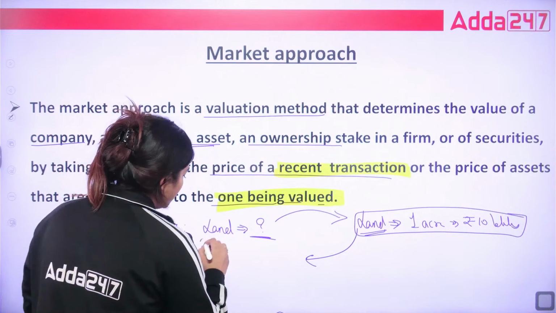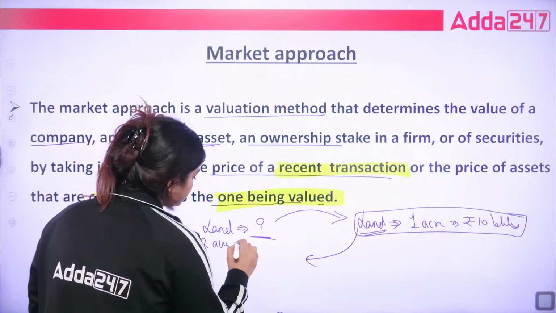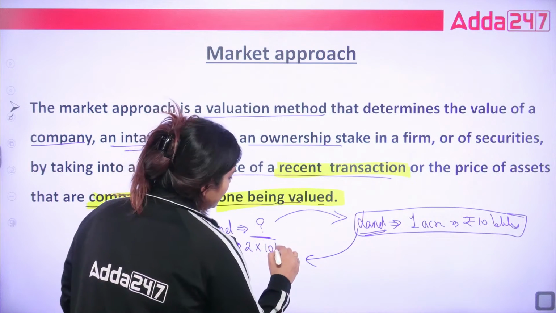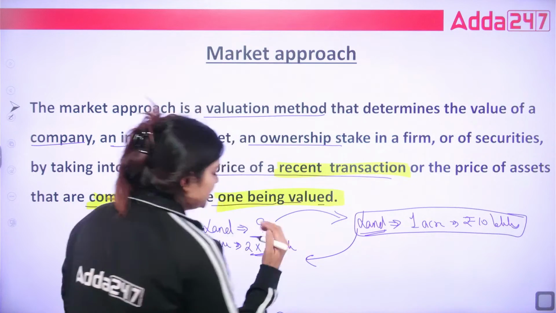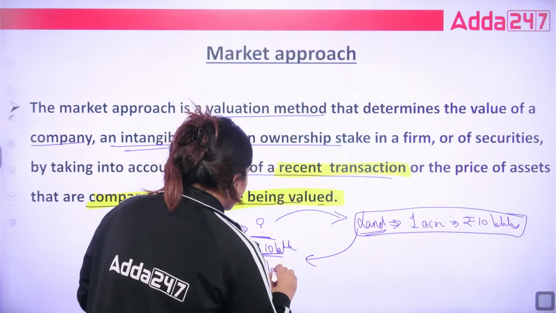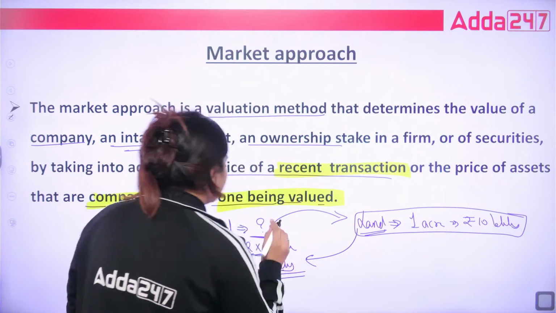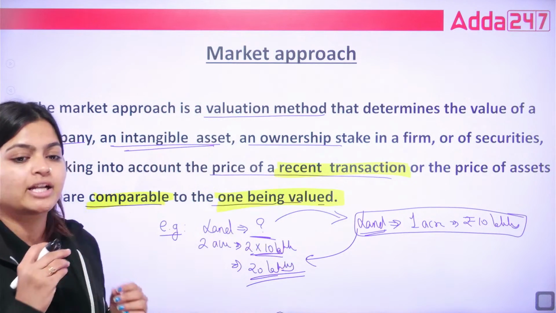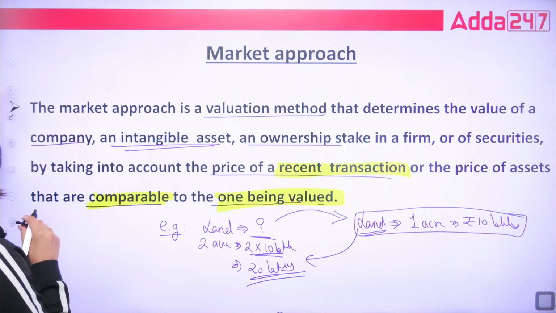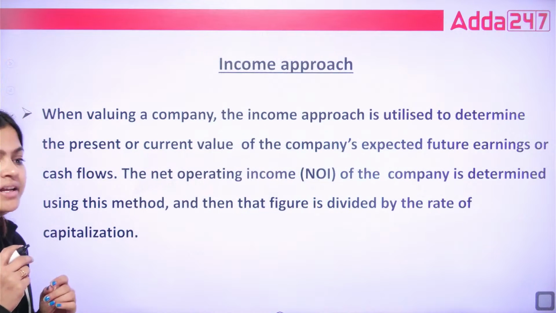So suppose this land is 2 acres. How will I do the valuation? I will just multiply 2 into 10 lakhs, because 1 acre is 10 lakhs. So 2 acres is going to be 20 lakhs. If I am valuing like this, then that is your market approach. You are using a recent market transaction. So this is your first one, the market approach.